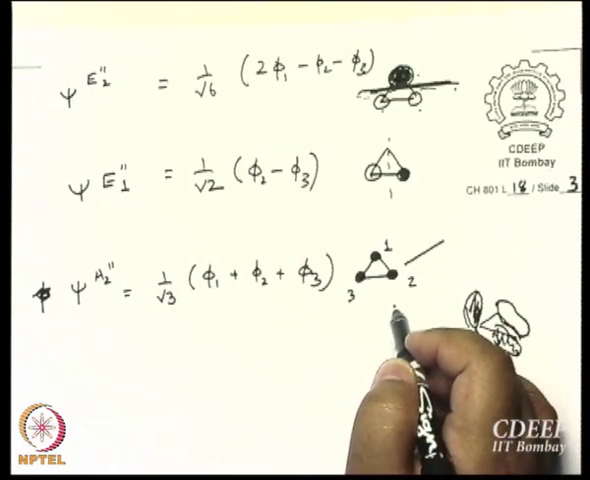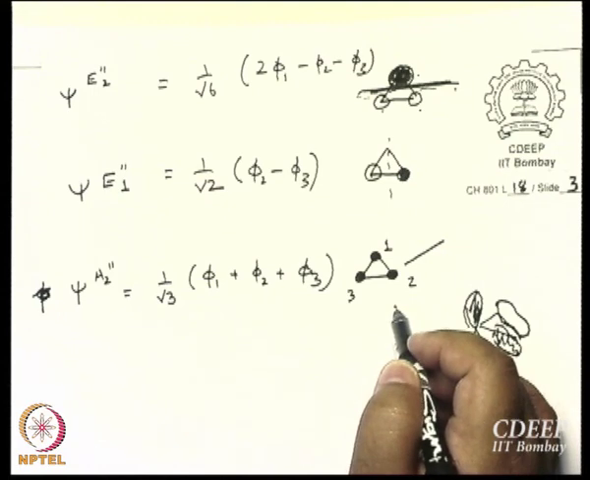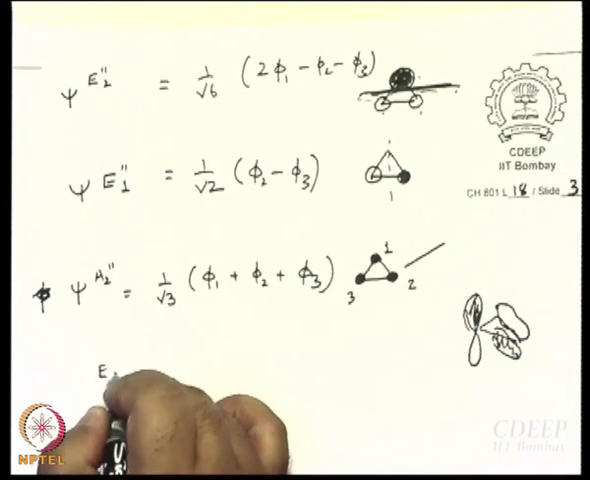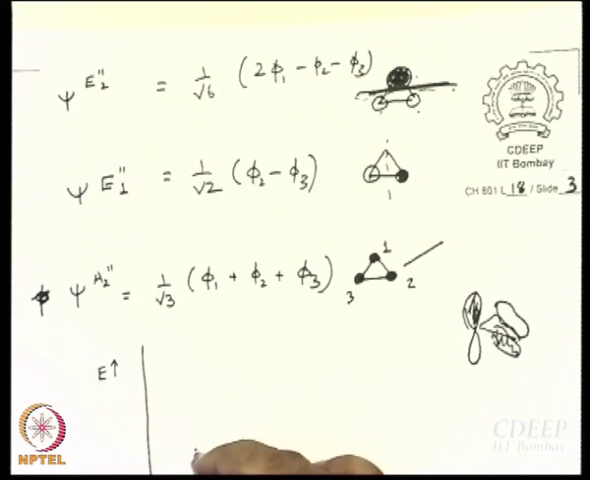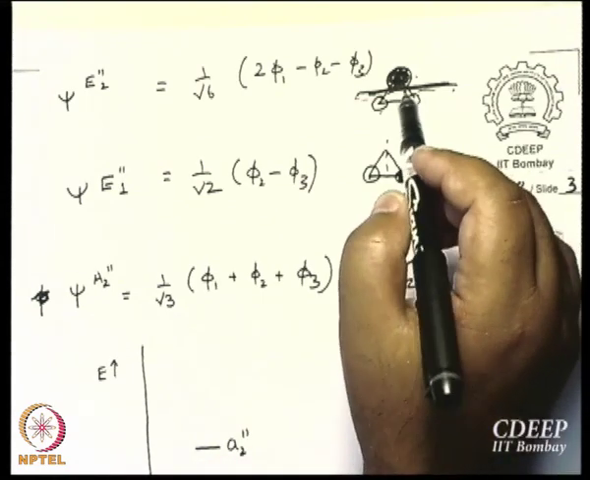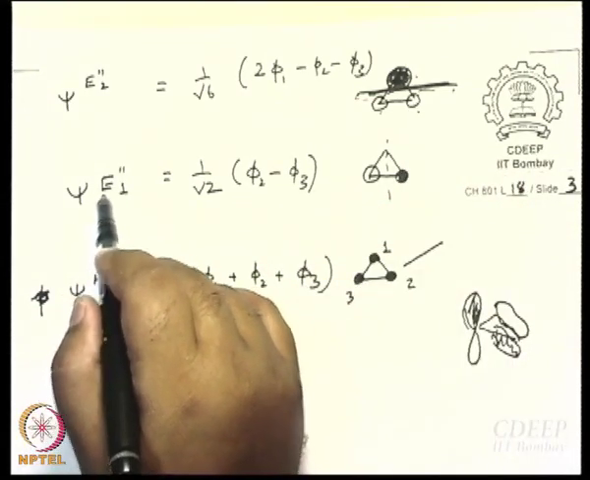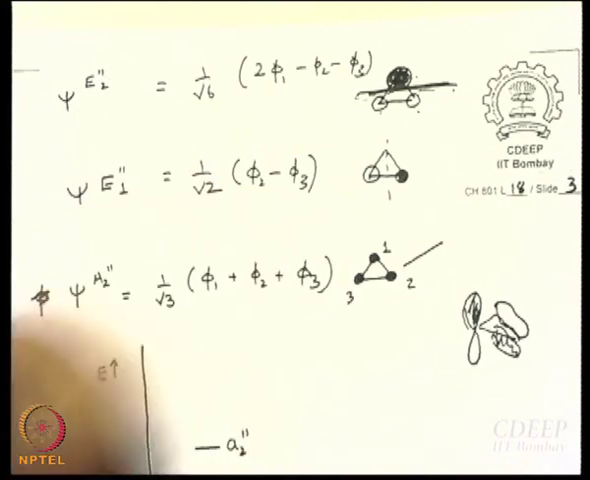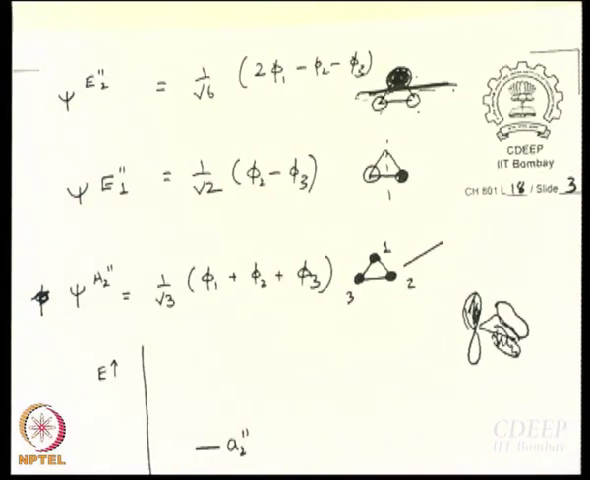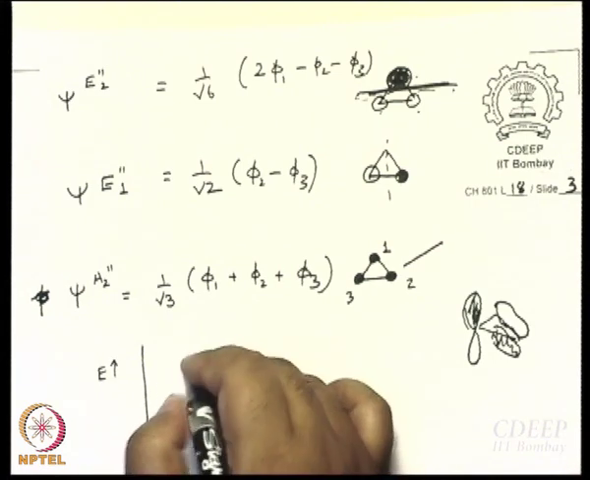So see, this one psi A2 double dash, that has no nodal plane, no node. So if you plot energy qualitatively, this is where it is going to come, right? And I will even drop psi, I will call it the A2 double dashed molecular orbital. And then will you agree with me that psi E double dash 1 and psi E double dash 2, they would have the same energy? Both have one node each, so they will occur together.